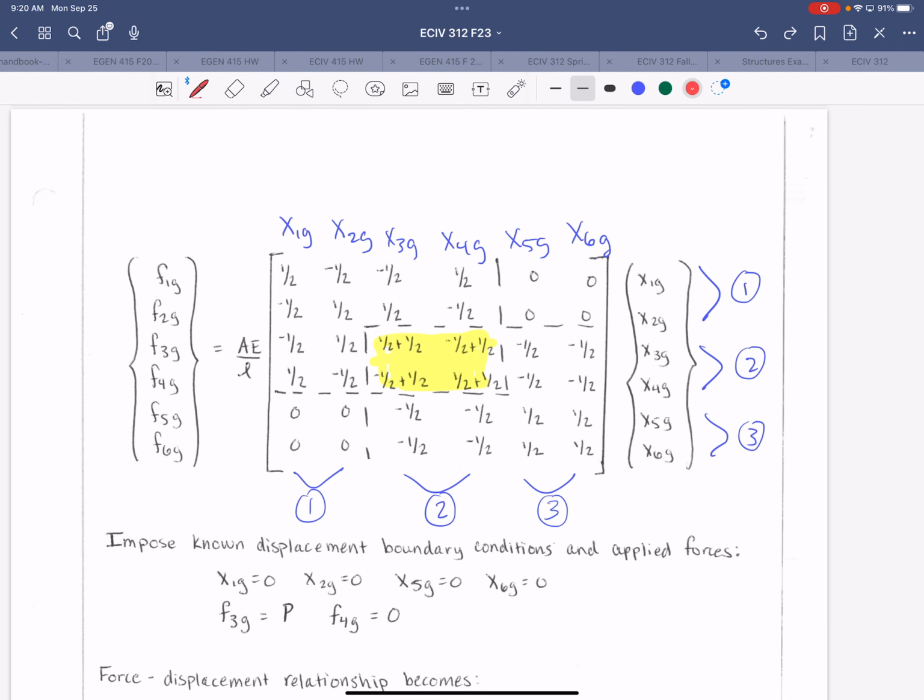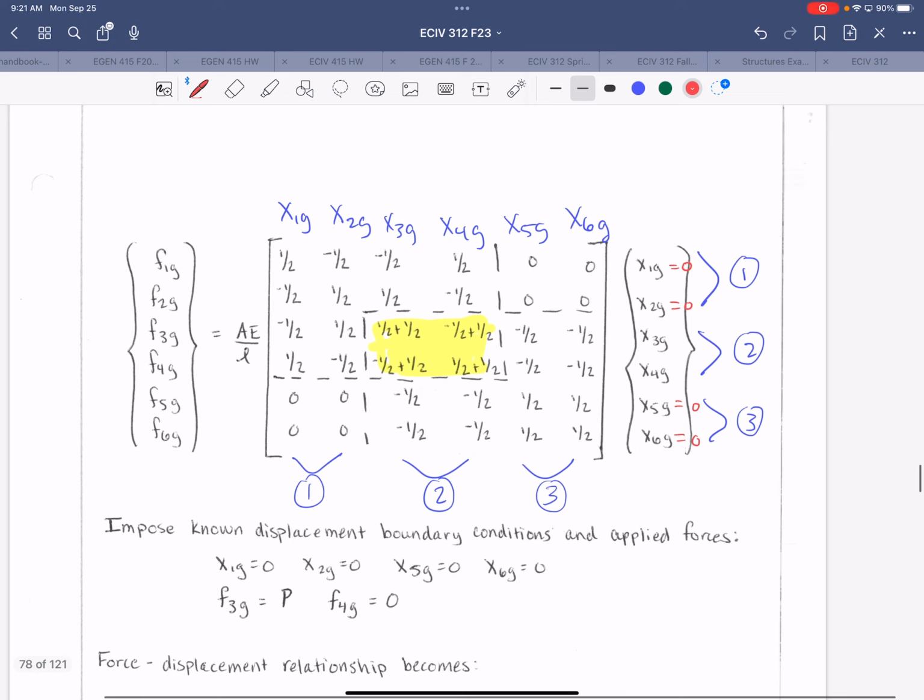Now at this point, we can start to apply our boundary conditions. At node 1, it's pinned, so we know that node isn't moving. X1G and X2G are both 0. Same at node 3: both displacements at node 3 are 0. On the other side, we have the forces that we know at node 2. In the global x direction, F3G is equal to positive P, and there's no force applied in the y direction, so F4G is 0.